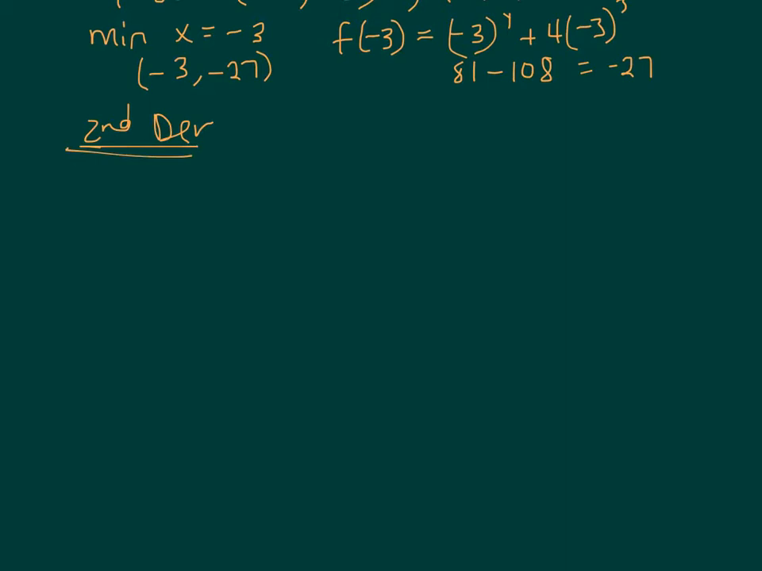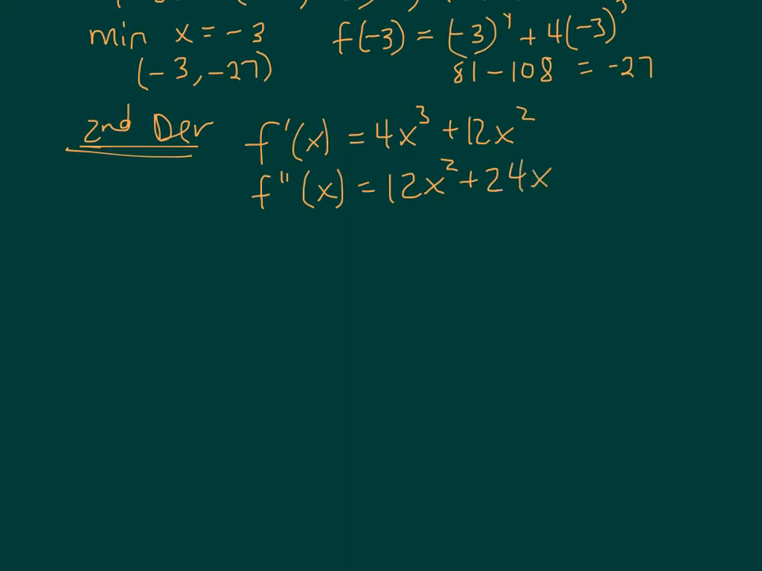Okay, so if I remember correctly, the first derivative was 4x to the third plus 12x squared. So my second derivative is going to be 12x squared plus 24x. Okay, and once again, I should be able to factor out. I need to find my critical values, so I can factor out a 12x, and I'm left with x plus 2. And so I end up with x is 0 and x is negative 2.